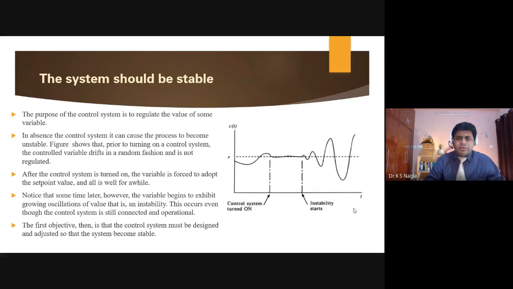So these oscillations may be due to several reasons. These oscillations may be the regular disturbance from the outside. These oscillations may be some of the inherent errors inside the controller. These oscillations may be drift.